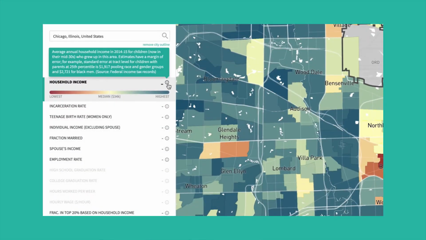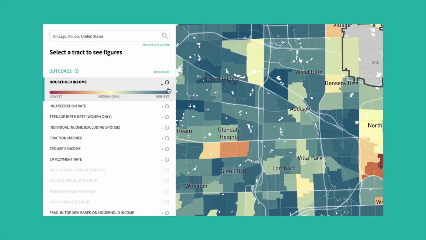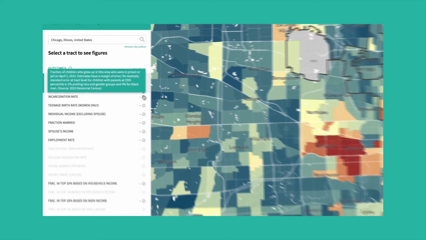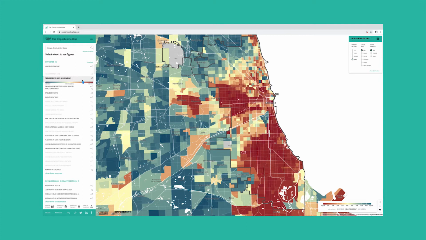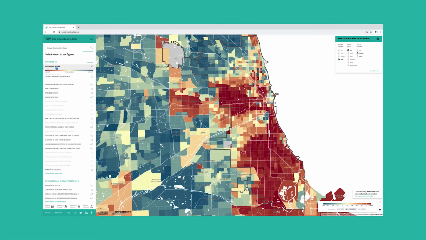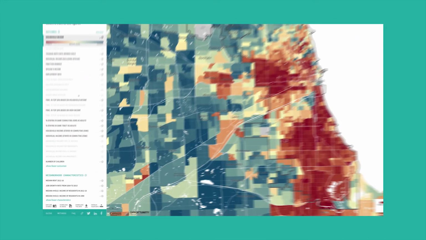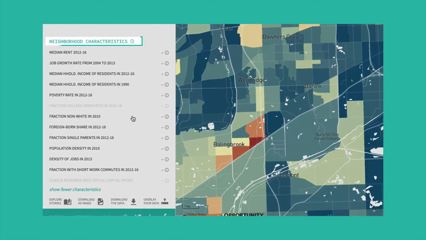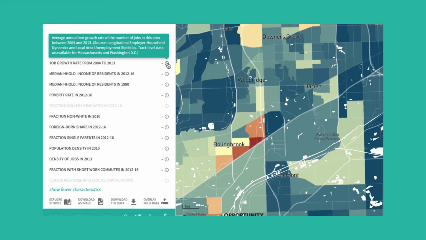Hovering over the icons next to each variable provides more details. The map and legend will update based on the metric you select. In addition to estimated outcomes, we also provide neighborhood characteristics so that you can explore the association between children's outcomes and neighborhood-level dynamics like median rents or job growth.